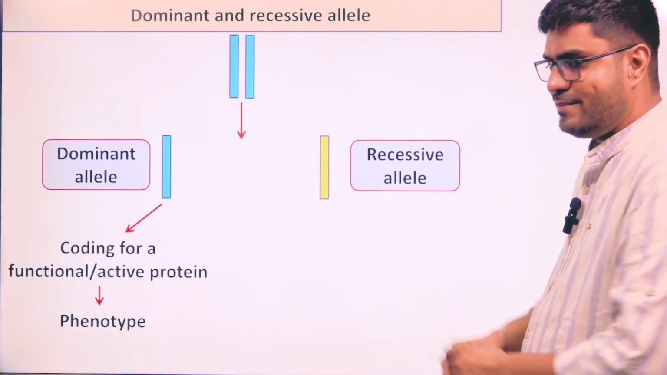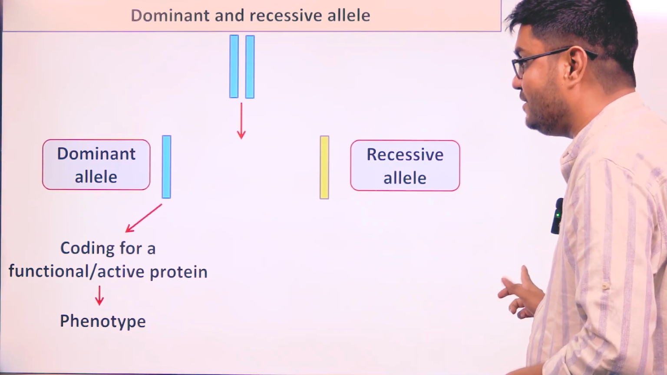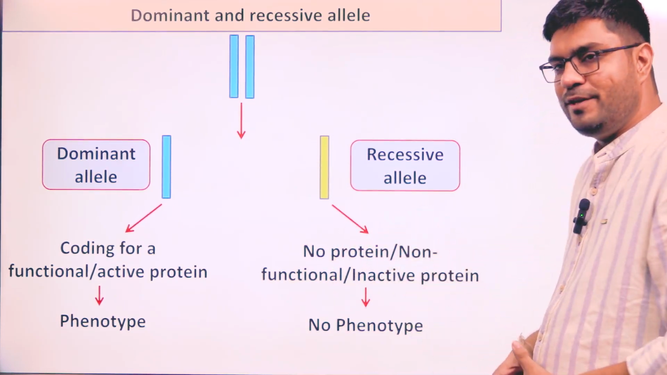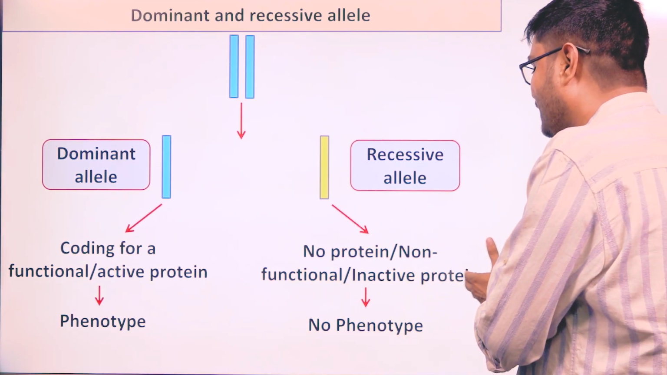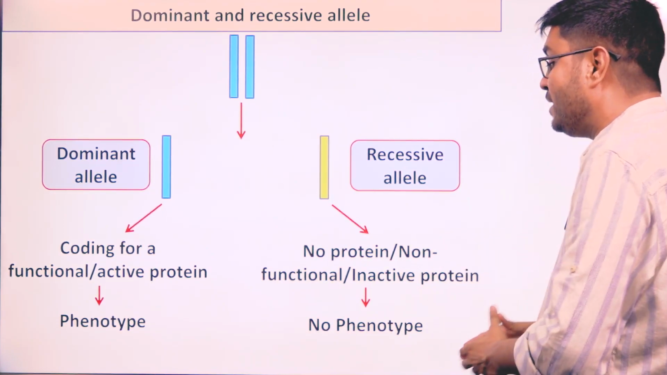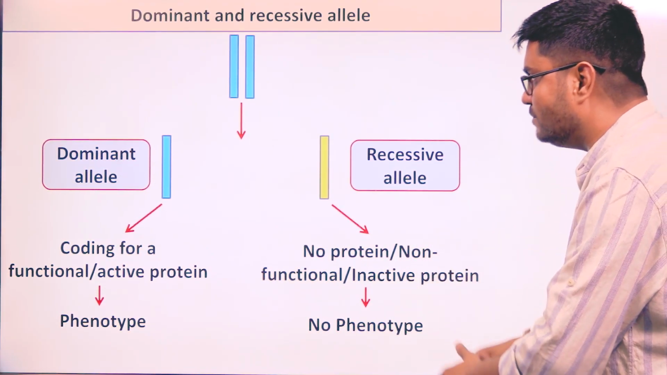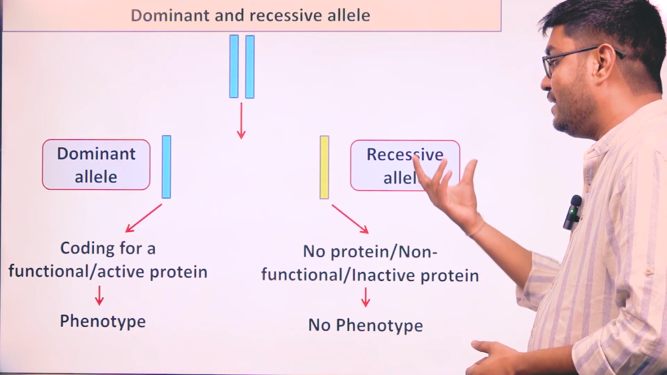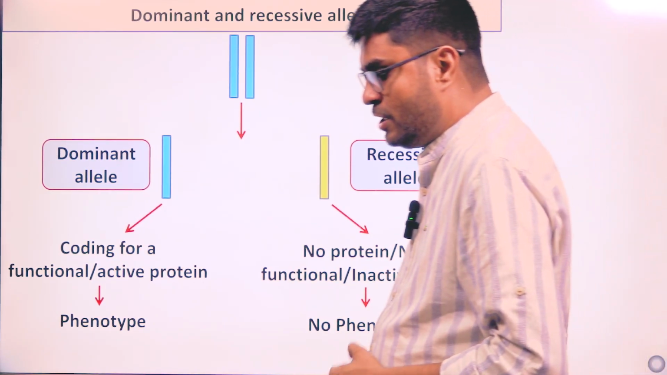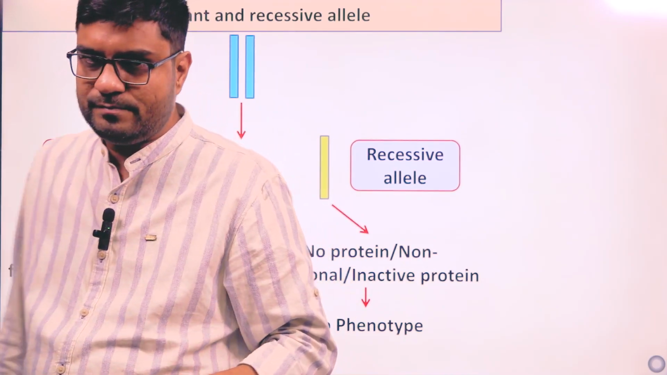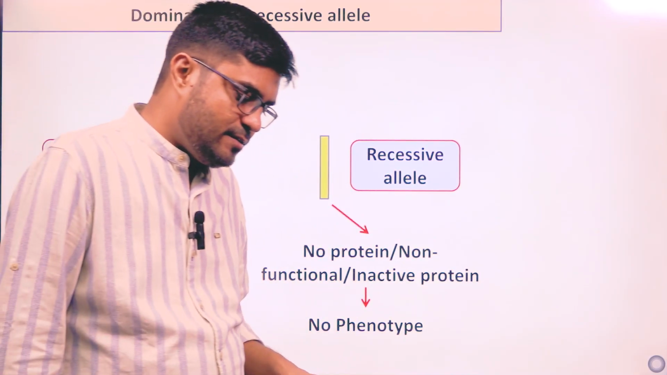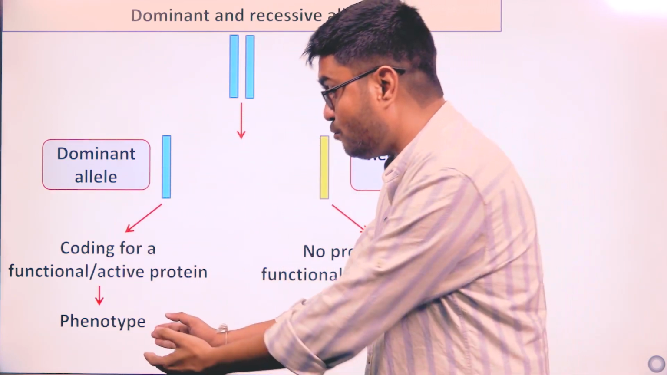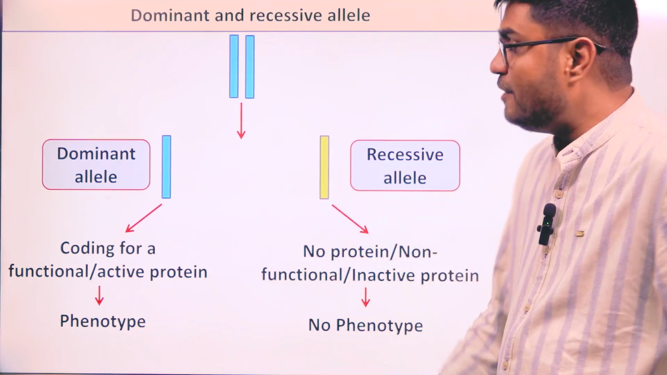What do you mean by recessive allele? That particular DNA sequence, which is a form of the same gene, is not giving us protein, or is giving us a non-functional or inactive protein. With an inactive protein, ultimately the phenotype is not going to come. Then we are going to call that particular DNA sequence, that particular allele, a recessive allele. So the word dominance is being utilized here when we have a functional protein, which can give us what? Phenotype.